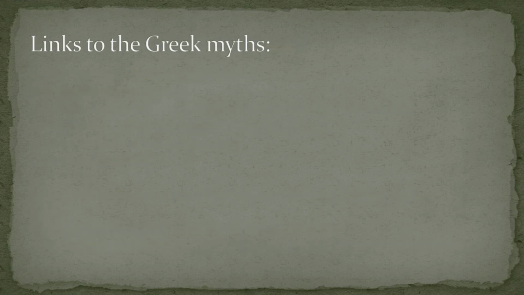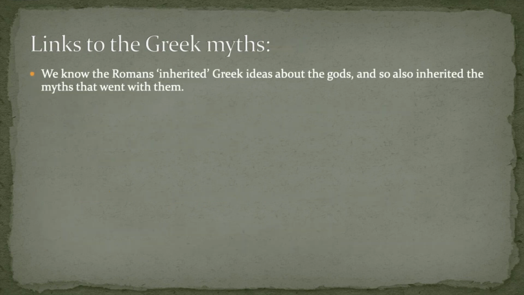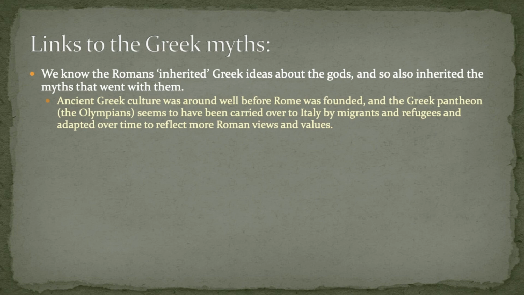First of all, the links to the Greek myths. We know that the Romans somewhat inherited Greek ideas about the gods, and so they also inherited the myths that went with them. Ancient Greek culture was around well before Rome was founded, and the Greek pantheon, the Olympians as we know them, seems to have been carried over to Italy by migrants and refugees and adapted over time to reflect more Roman views and values.